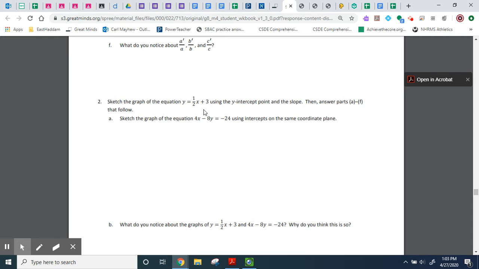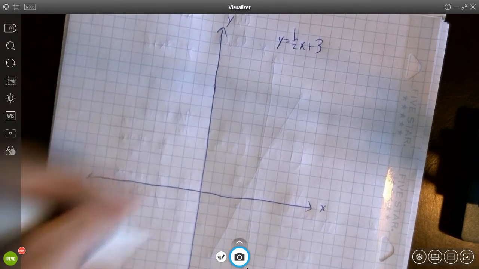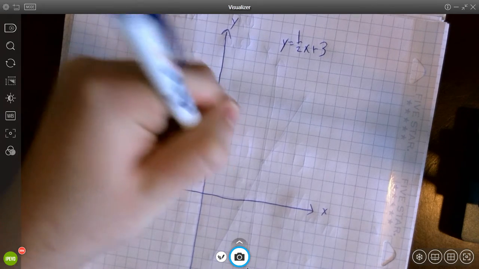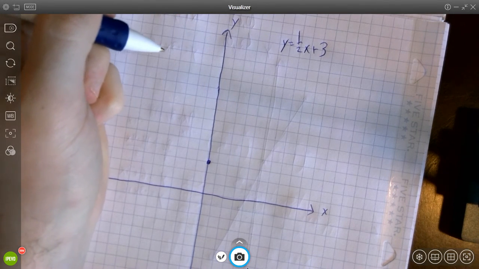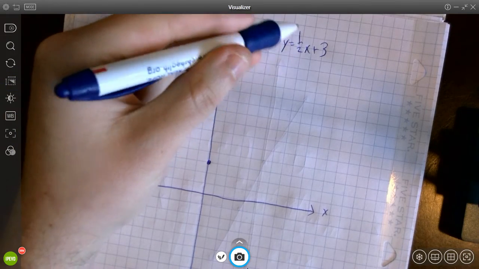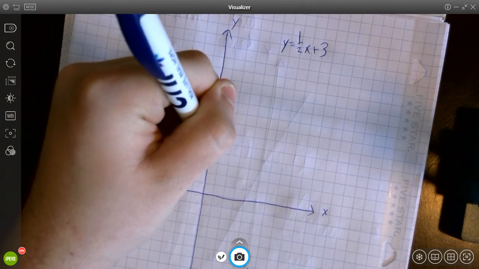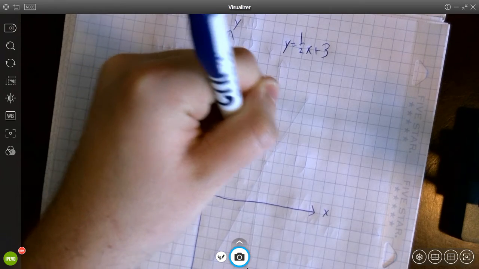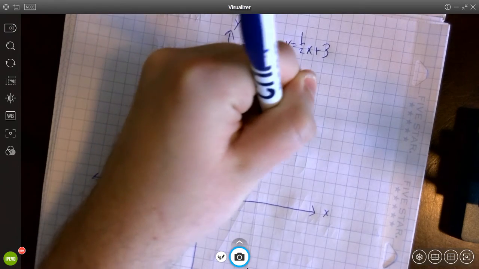The first one that we're graphing this time is 1/2 x plus 3. So y equals 1/2 x plus 3. So for this equation, what is our y-intercept? Yeah, for this one, our y-intercept is going to be 3. That's our starting point. And what is our slope? Based on this equation, our slope is 1/2, which means that we're going to rise 1 and run 2. Rise 1, run 2. And keep that pattern going.